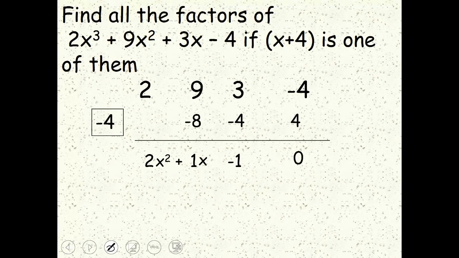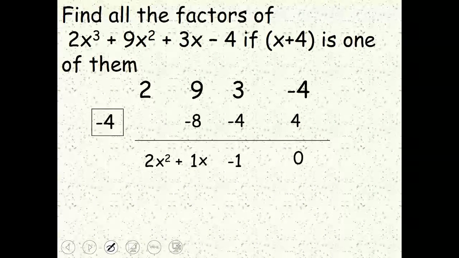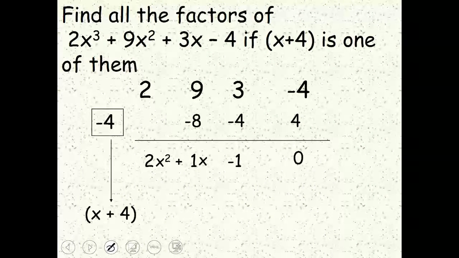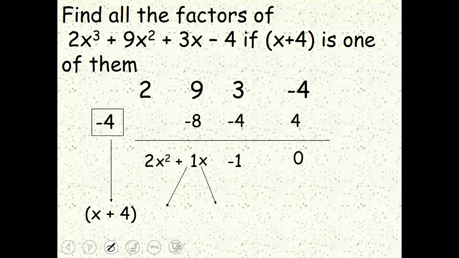So I'm left with 2x squared plus 1x minus 1. That minus 4 represents x plus 4. But the question is, can you factor 2x squared plus x minus 1 into two parentheses? Remember your old factoring days? Or you could keep on going synthetically, but I think that's pretty easy to factor since 2x squared has to be 2x and x, and negative 1 has to be 1 and negative 1. So it's just a matter of getting the signs right. So to find all the factors of 2x to the third plus 9x squared plus 3x minus 4, and we know that x plus 4 is one of them, we can divide that out and then factor what's left.